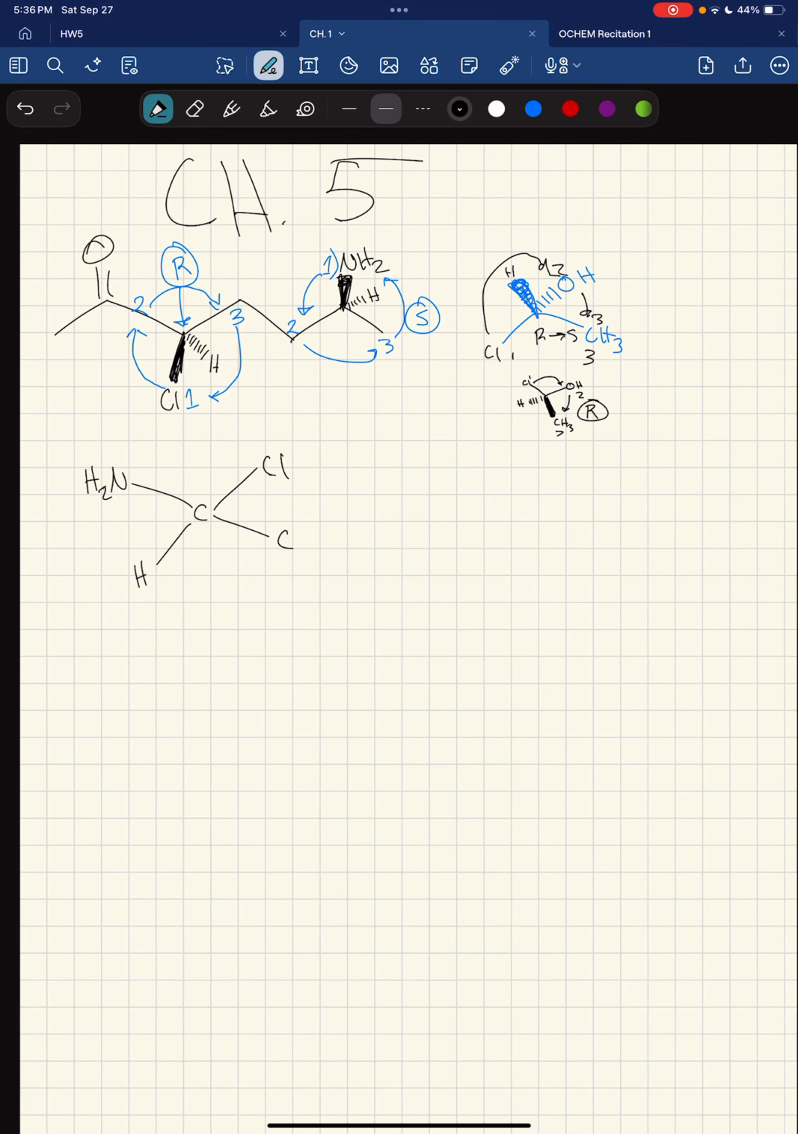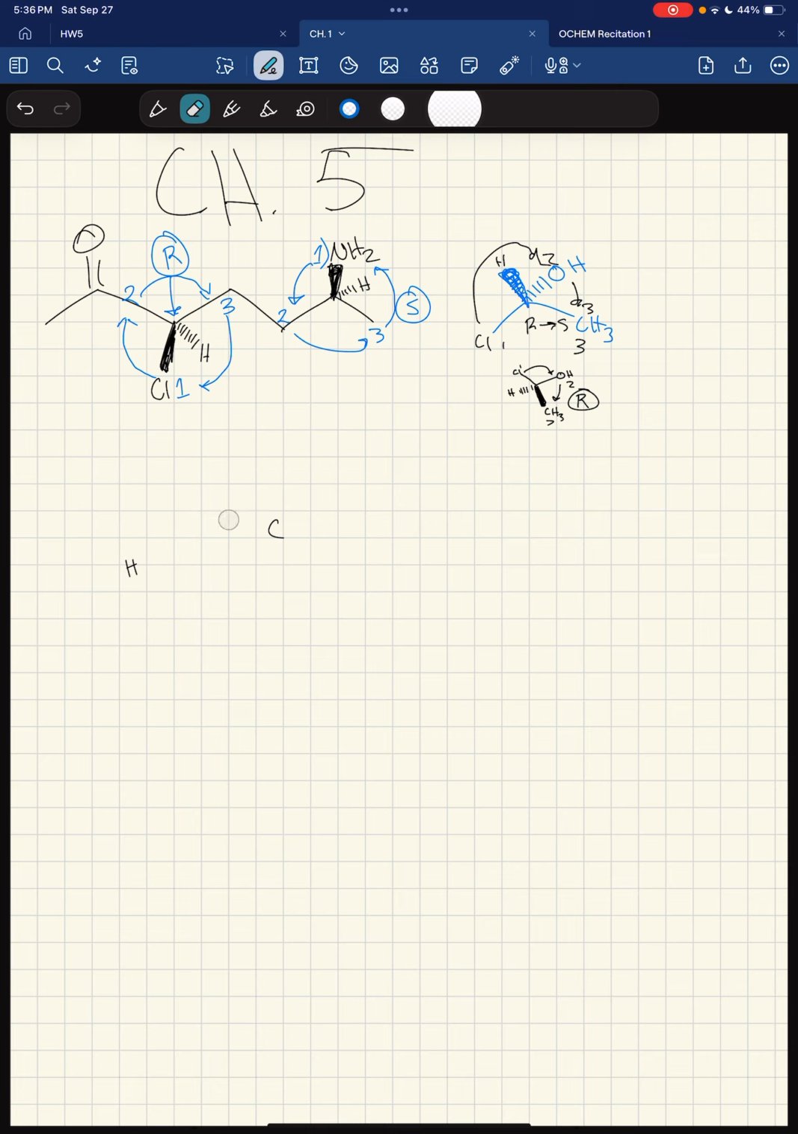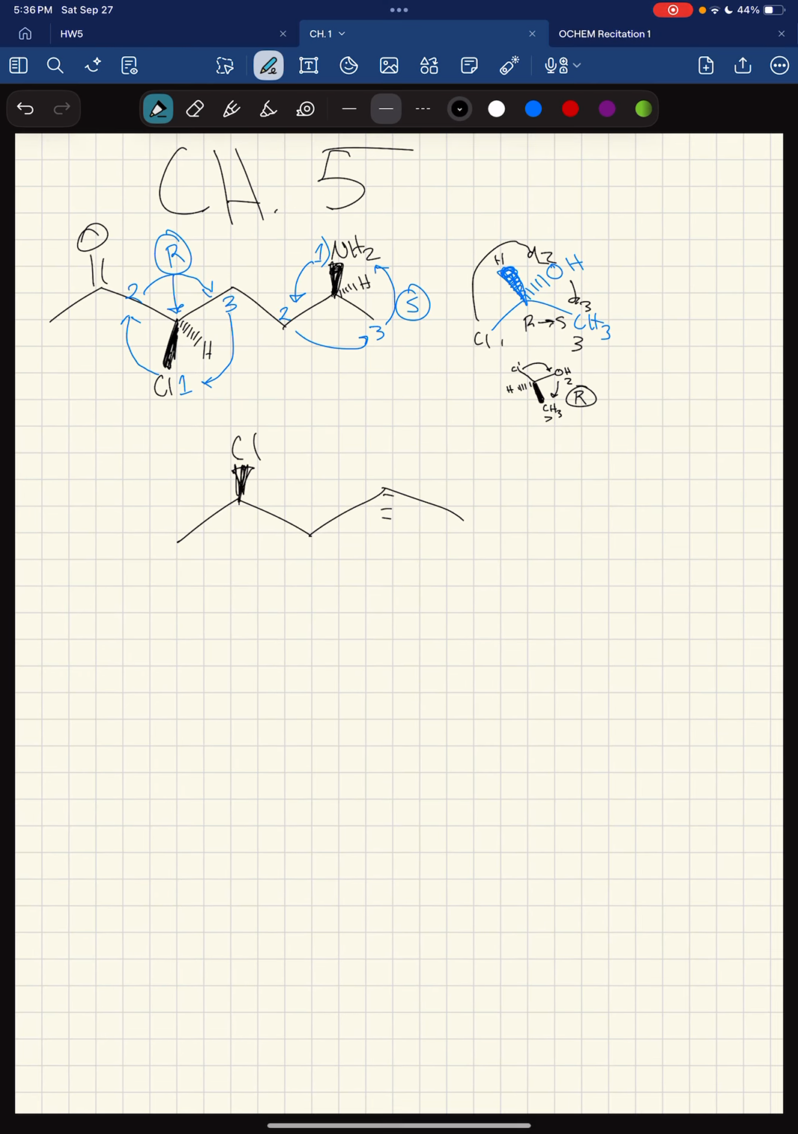Meso compounds. Meso compounds have a plane of symmetry somewhere within them. This is the classic example, I think.